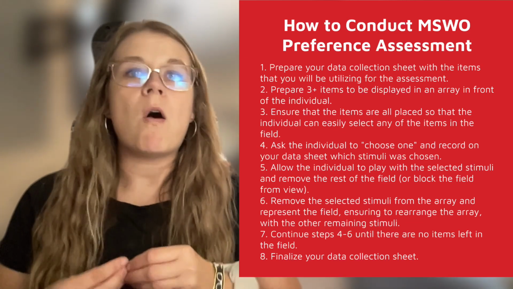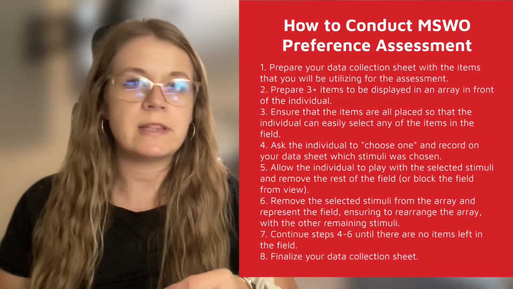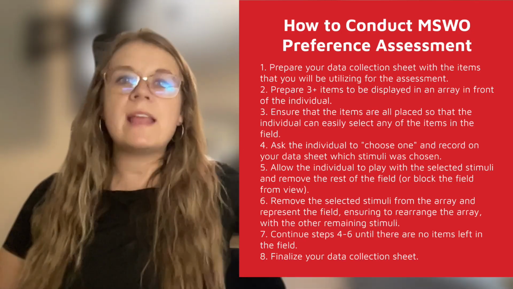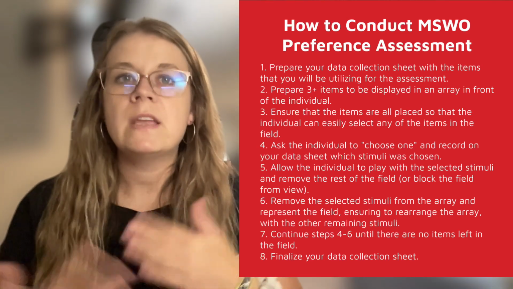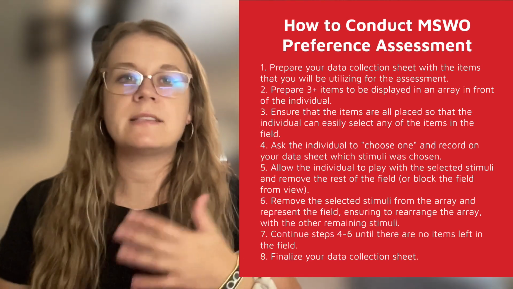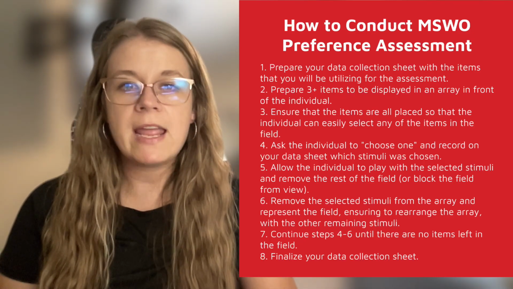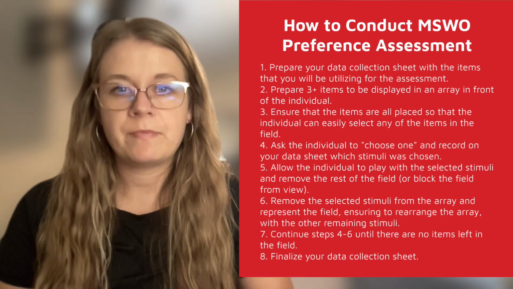You want to ensure that all the items are placed so that the individual can easily select any of the items in the field. So you don't want to spread them out so far that they have to go really out of their way in order to make contact with each item. Next, you're going to say something along the lines of "choose one" so that they know that they only need to choose one item from the array. And then you're going to record on your data sheet which stimuli was chosen.